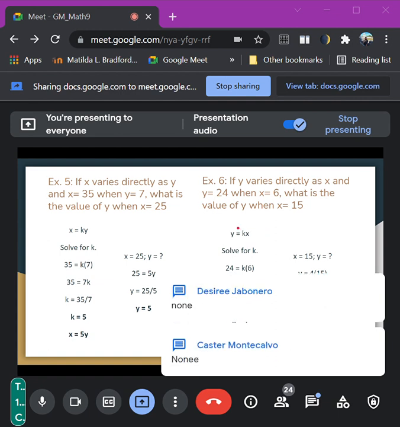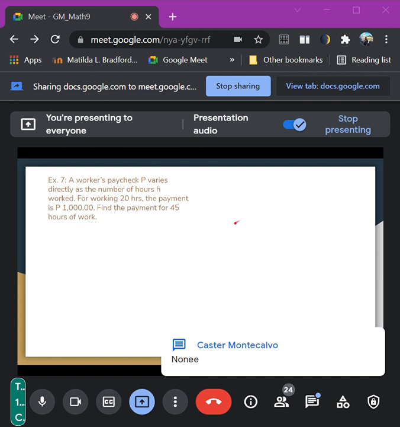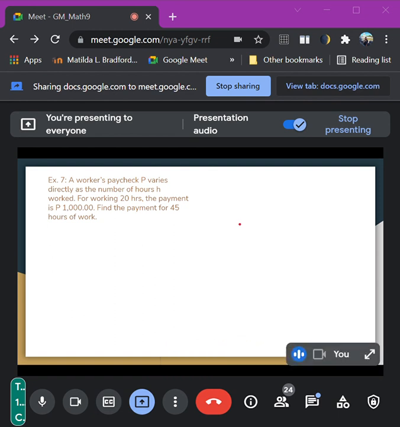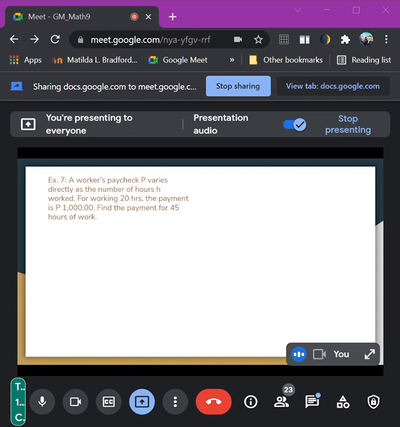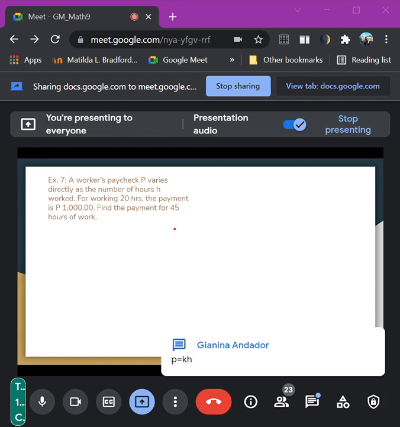Okay, none. Now, let's have our second to the last example class. So, this time, it is all about like real-life situation. So, a worker's paycheck, P, varies directly as the number of hours worked. For working 20 hours, the payment is 1,000 pesos. Find the payment for 45 hours of work. So, ari sa ta mag-start sa first statement here, class. A worker's paycheck varies directly as the number of hours he worked. How are we going to write that into our equation?